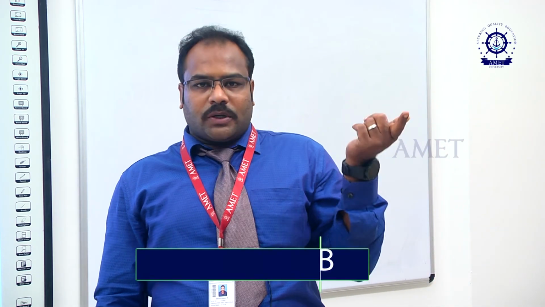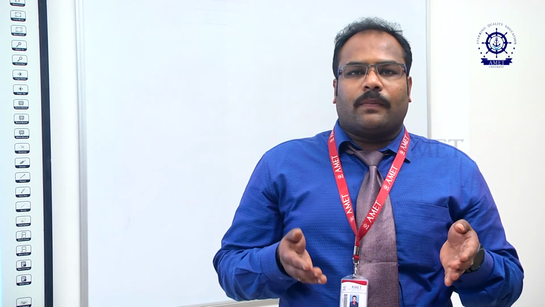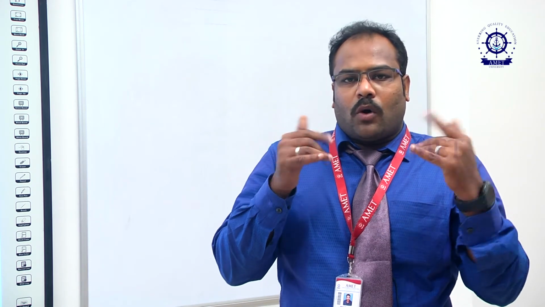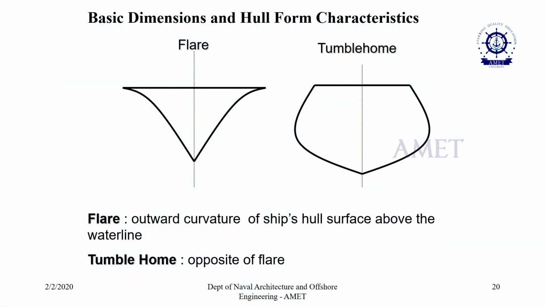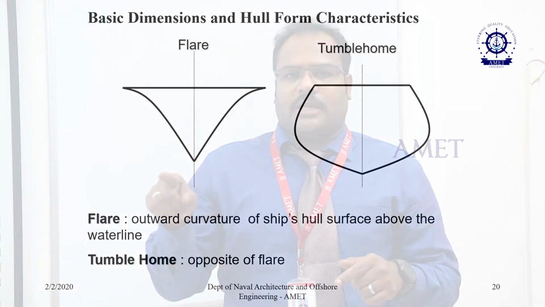Now, tumble home. Tumble home is the opposite of flare. Why is tumble home given? To give volume. Why is volume needed? Volume will increase the capacity for carrying cargo, that is your tonnage. So, volume will increase your net tonnage, gross tonnage, and total tonnage.